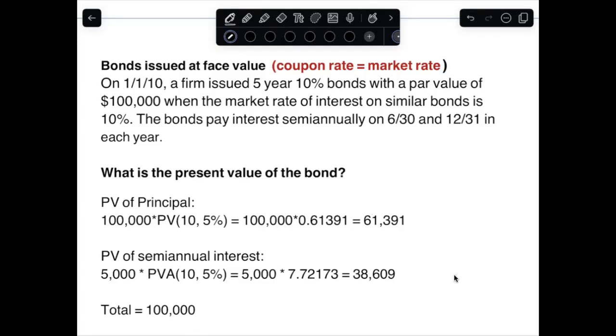Here I think is a typo. On January 1st, in year one, a firm issued 5-year 10% bonds with a par value of 100,000. Par value is the face value. The market rate of interest on similar bonds is 10%, and the bond pays interest semi-annually on June 30th and December 31st in each year.